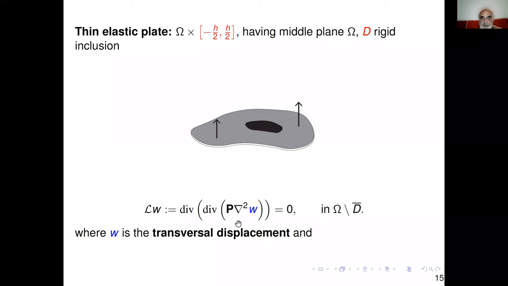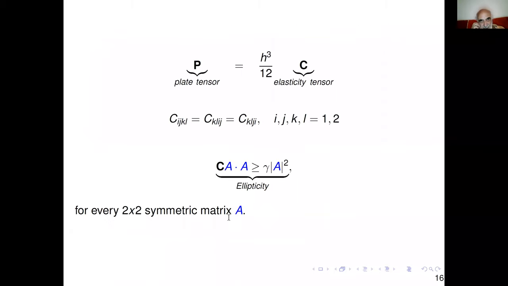The transversal displacement of this plate satisfies an elliptic equation of fourth order. Here P is the plate tensor. And now we should explain this equation in more detail, because we use some particular feature of this equation. The plate tensor is essentially a constant times the elasticity tensor. The elasticity tensor satisfies first of all the major and minor symmetry conditions and the ellipticity condition.